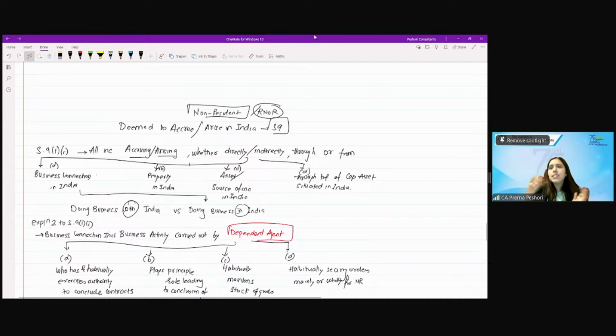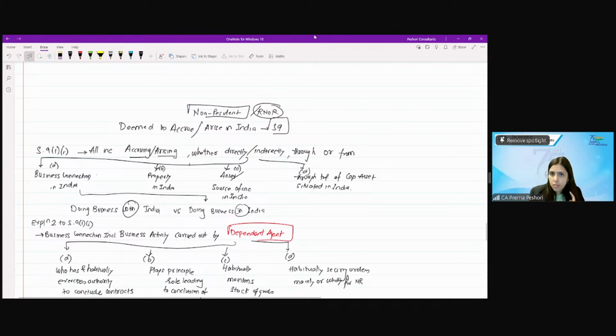So Mr. A sells the house to Mr. B. The contract is signed outside India. The consideration is paid in US dollars. Both buyer and seller are non-resident. Whether the income will accrue or arise in India, one can say no, because everything is taking place outside India. Just the house is in India. But 9(1) says that income through the transfer of capital assets situated in India will be deemed to accrue or arise in India. Are we clear?